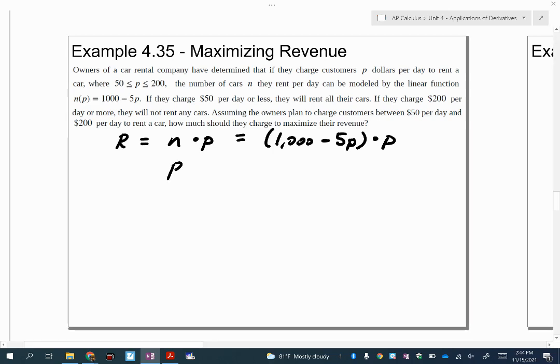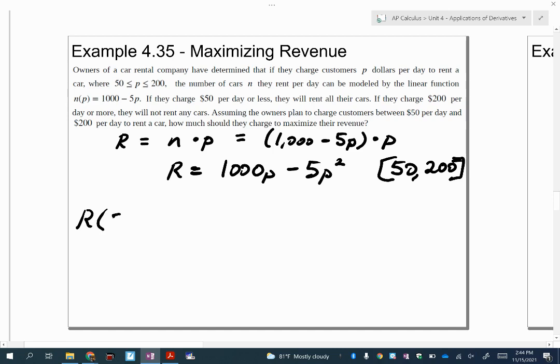So if I multiply this out, our revenue is 1,000p minus 5p squared. Okay, now we want to maximize this, and it tells us that we're using the interval between either $50 per day or $200 per day. So I'm going to first start off by evaluating this at 50 and at 200. I'm going to use my calculator for this.